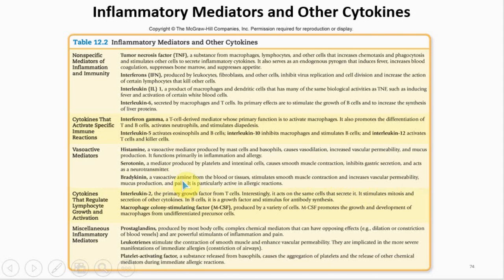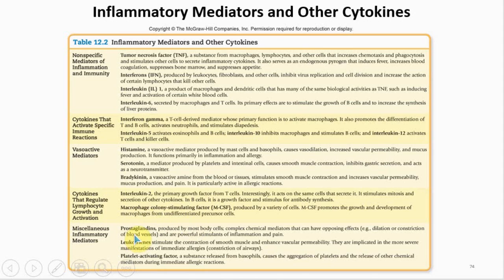Okay, interleukin 2 is going to become very important in the third line of defense. So it's produced from T and B cells, and it causes both of those cells to differentiate into other types of T and B cells. Macrophage colony stimulating factor just causes macrophages to develop.